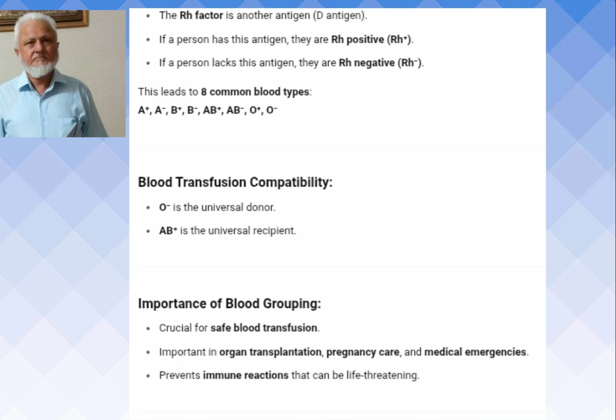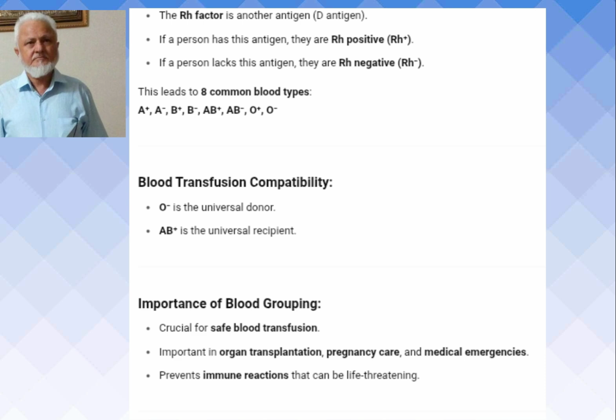If a person has the antigen, they are RH positive. If a person lacks the antigen, they are RH negative. This leads to 8 common blood types: A positive, A negative, B positive, B negative, AB positive, AB negative, O positive, and O negative.